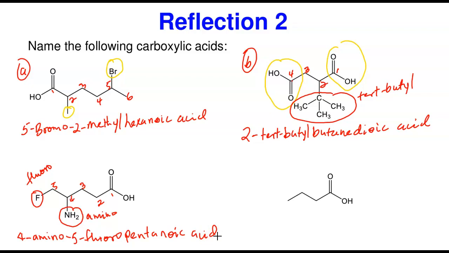And then we go to this one. Remember, this is F. Let me make sure it's clear. Yeah. We go to this one. This one has no attachment. It's 1, 2, 3, 4. Oh, this is easy. It is just no attachment. So this is going to be 4. Butane is 4. So it's going to be butanoic acid.